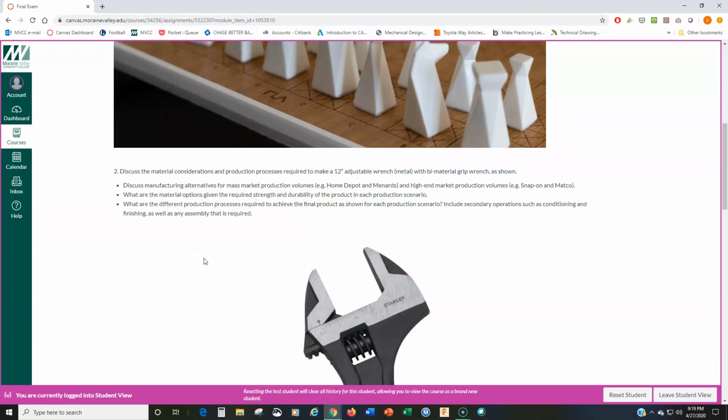What I'd like for you to do is to discuss the manufacturing alternatives, again, for these two scenarios. Mass market production, so let's say we're selling it at Home Depot and Menards, so we need to make a lot of these wrenches, versus the high-end market production, Snap-on or Matco, where we're not selling so many, but the product has to be very robust, very strong, very high quality, and we're going to charge a lot of money for it. So again, kind of similar to what you're doing for the chess pieces, but this time with the wrench.